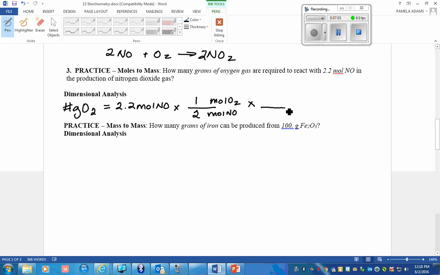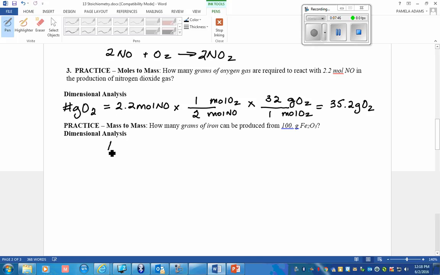My next step must have, since moles of O2 is not my goal, I need to move on. So my next step must have moles of O2 on the bottom and some relationship that gets me to grams of O2. Certainly, I can use the molar mass of 1 mole of O2 to find the number of grams. I multiply 2.2 times 1 times 32, divide by 2, and I will yield 35.2 grams of oxygen for my 2.2 moles of NO.